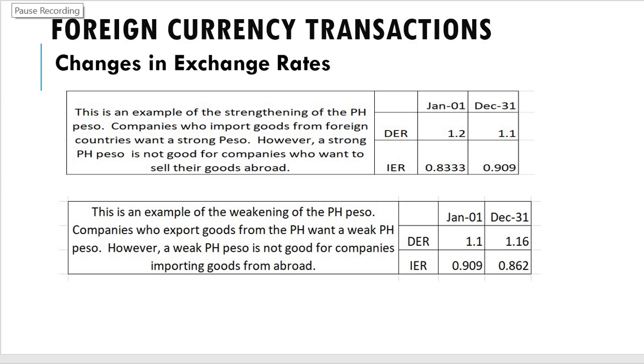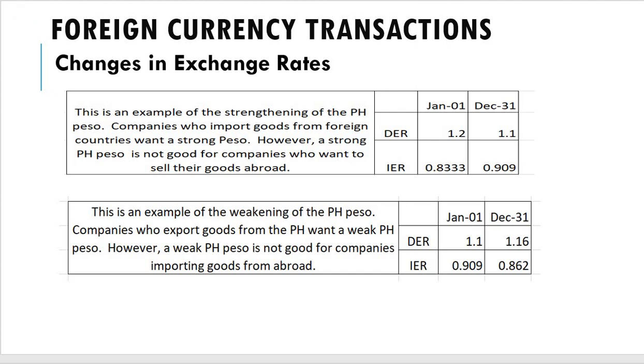So exchange rates, whether direct or indirect, is often increasing or decreasing, no? Itong first example natin, as you've noticed, yung direct exchange rate is decreasing, while the indirect rate is increasing. Okay, so, this is an example of strengthening of the Philippine peso. So, nag-strengthen yung Philippine peso, pero nag-weaken yung foreign currency. Okay?